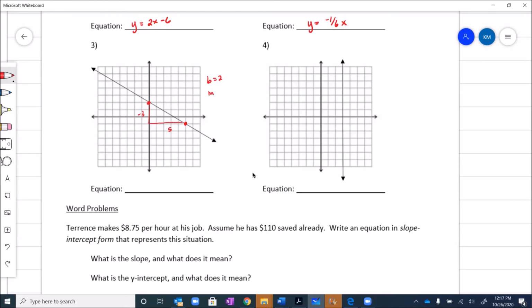And so here's my slope. Rise, -3. Run, positive 5. My equation then is going to be y equals -3/5 x plus 2.